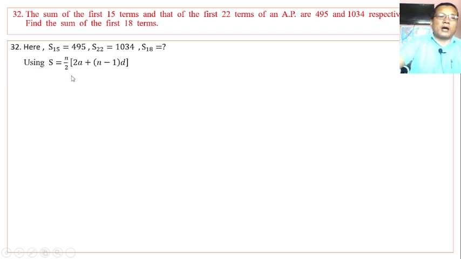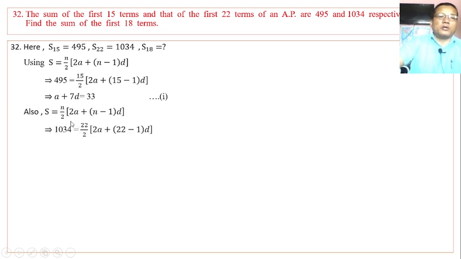Using this formula, we put the value of S as 495 and n as 15 respectively, and we get an equation involving A and D, which is equation 1. Similarly, for the second case, we put S as 1034 and n as 22, and assume this is equation 2. In equations 1 and 2, A and D are unknown, so we solve for A and D. Subtracting equation 1 from equation 2 and eliminating A, we get minus 21D equal to minus 21.